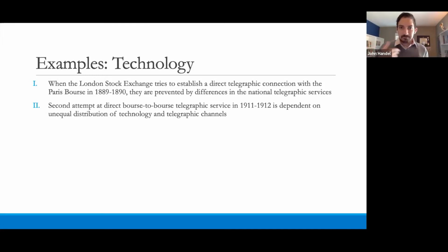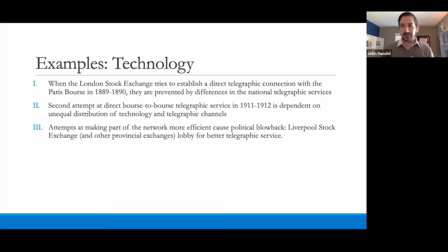So this is one way it was very difficult to actually enforce efficient technological standards across a distributed system. In 1911 to 1912, when the London Stock Exchange tried to do this again, they managed to actually get some sign-on from telegraphic companies and the General Post Office in Britain, but the telegraphic capabilities are still distributed very unequally. That is to say, larger exchanges like Paris and Berlin get much better telegraphic service than, say, Amsterdam or Brussels, which are still limited.